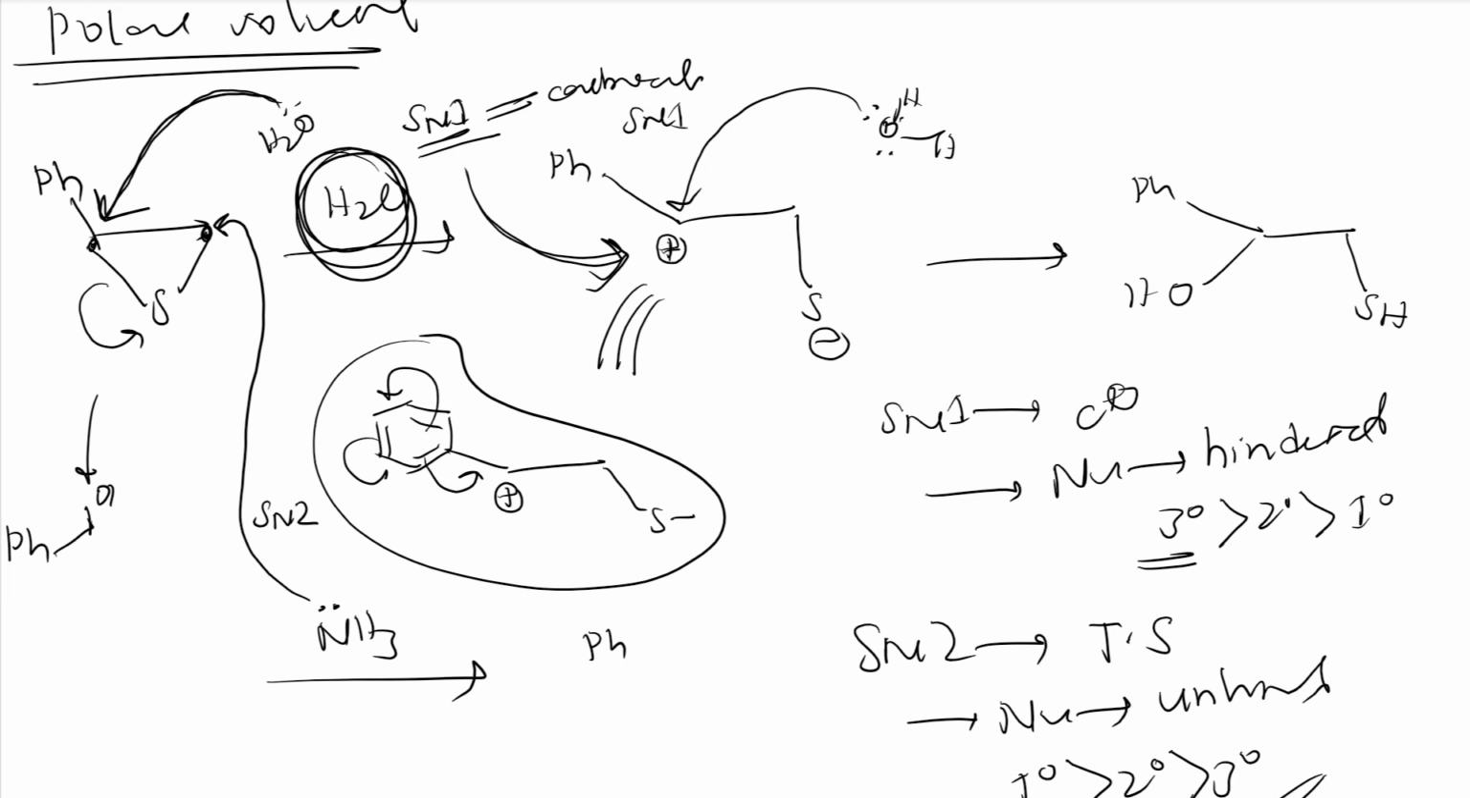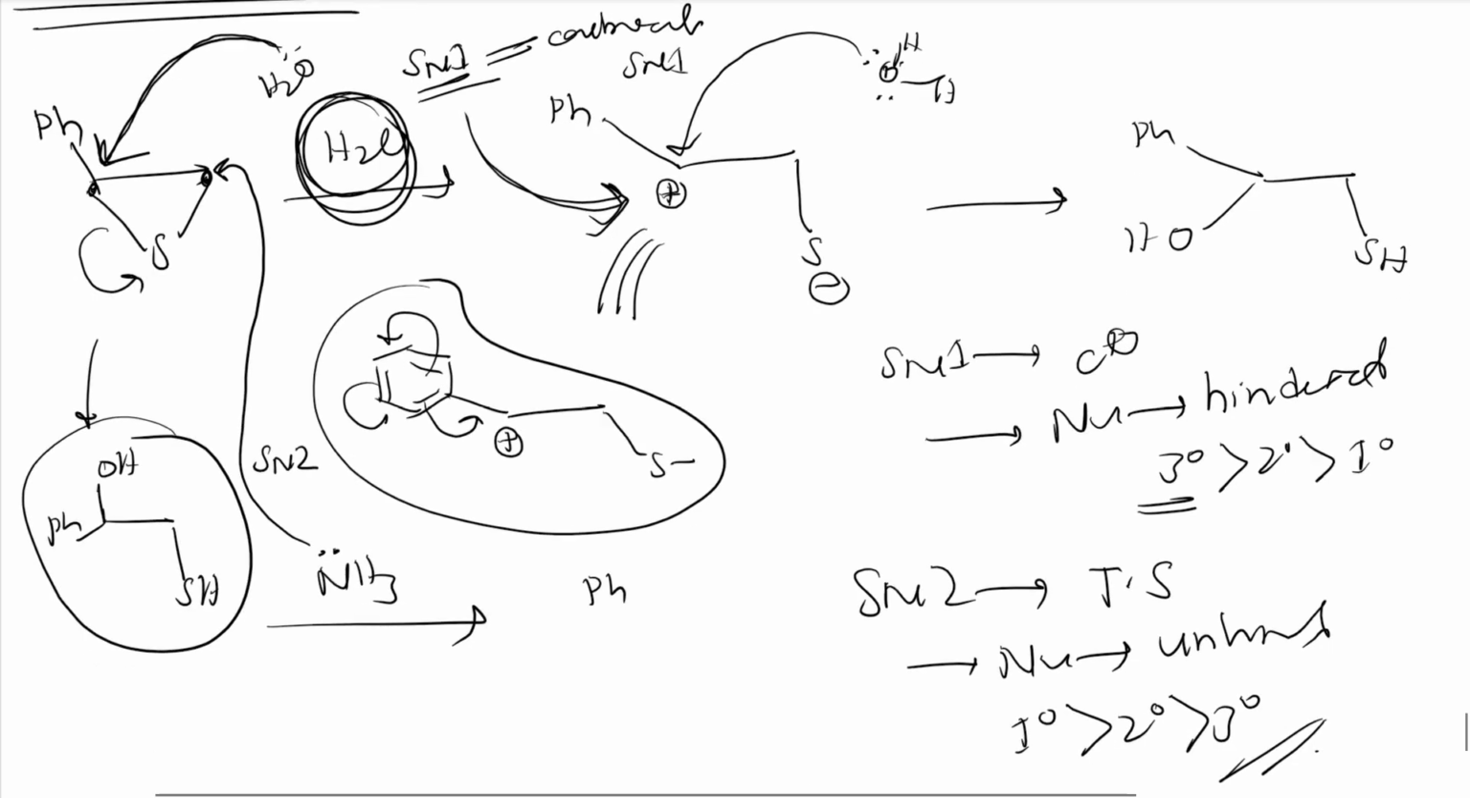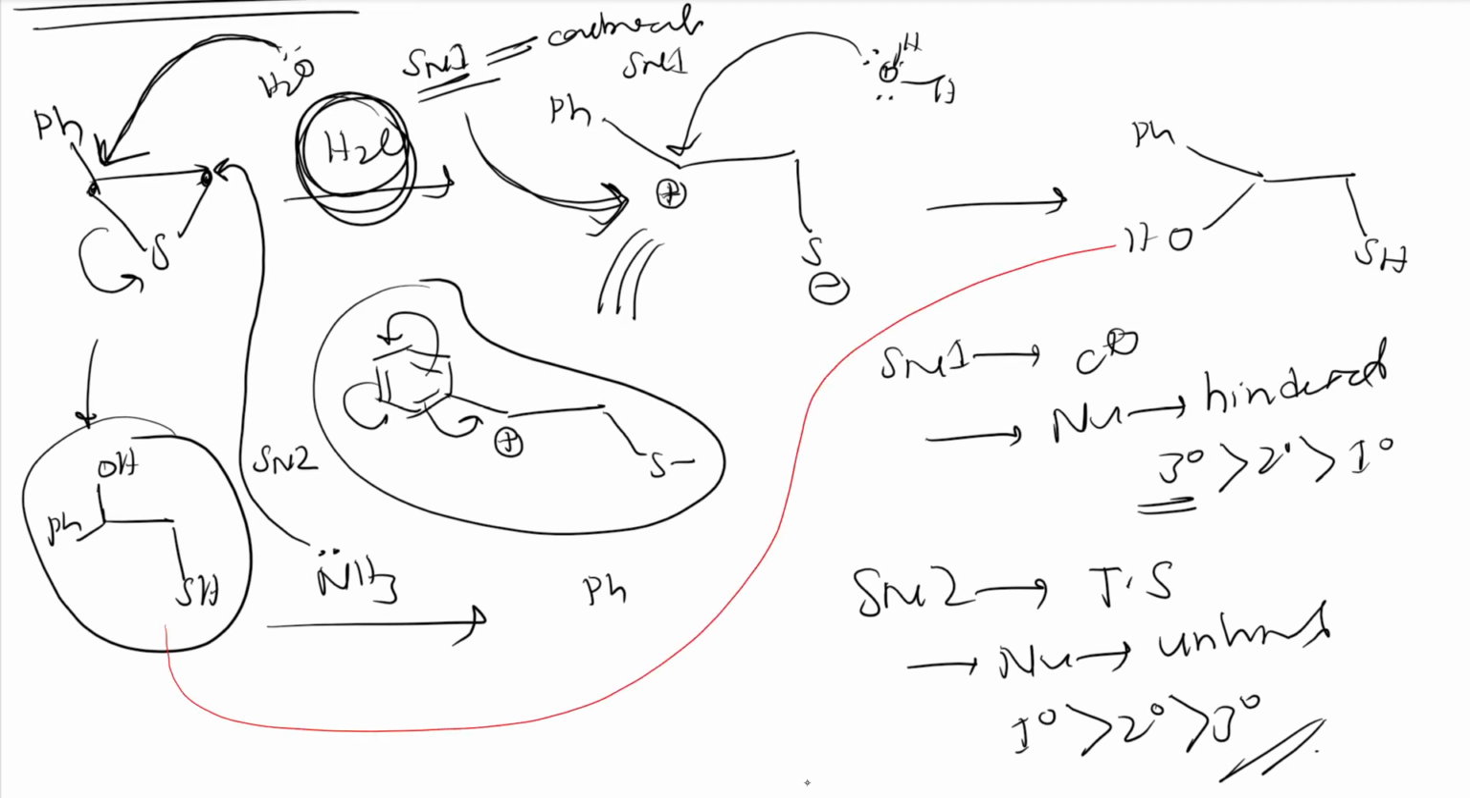So let me write like this. So it will be like OH, CH2SH, like this product which I showed you, right? So here I am seeing the same product like this. So it is through an SN1 reaction.